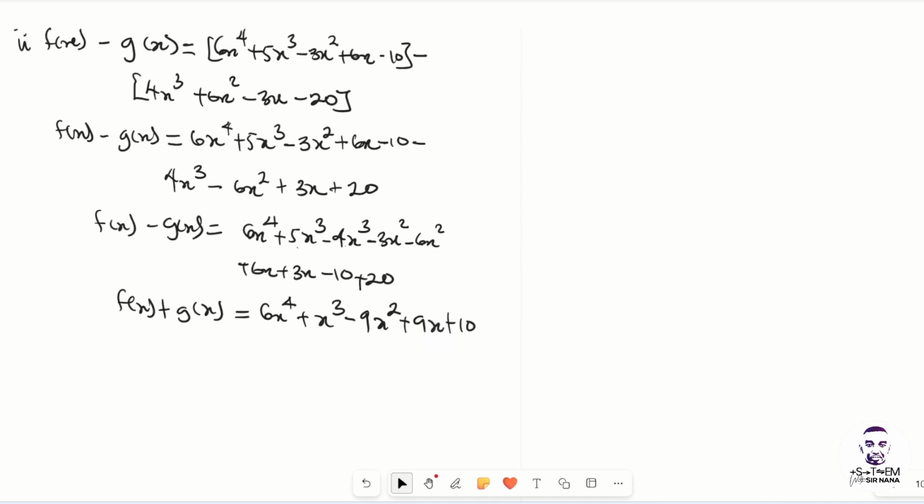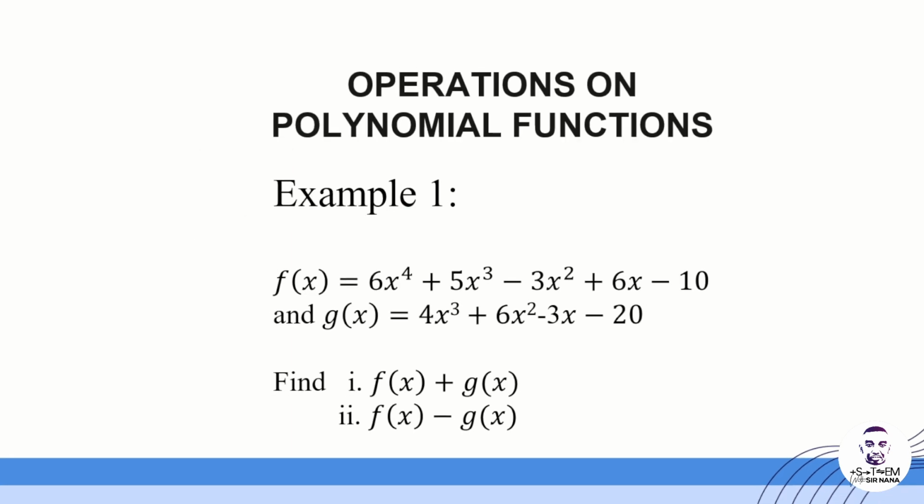So when we are adding and subtracting these polynomials, we must be very careful of what we are adding, right? So this is minus, right? So we are subtracting here. So that gives us our 6x raised to the power 4 plus x cubed minus 9x squared plus 9x plus 10. So that is fine. So let's look at another question.